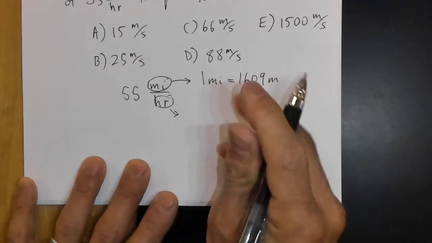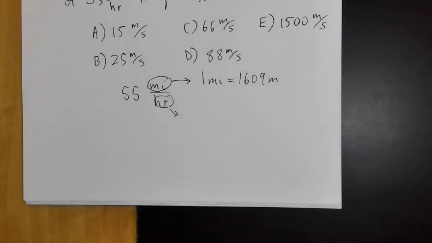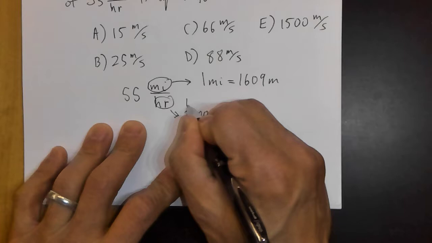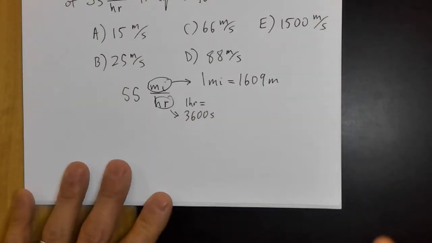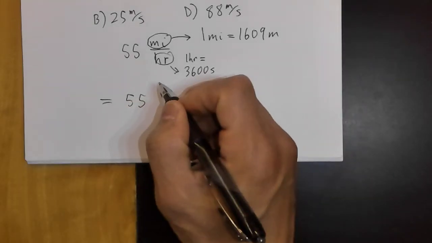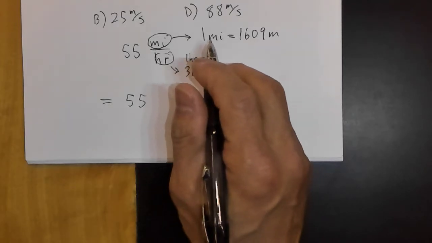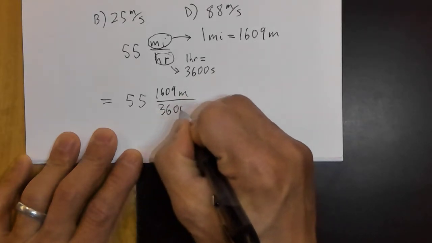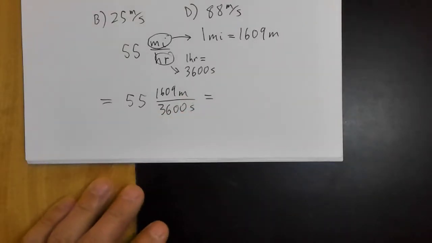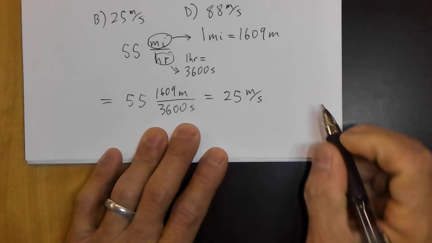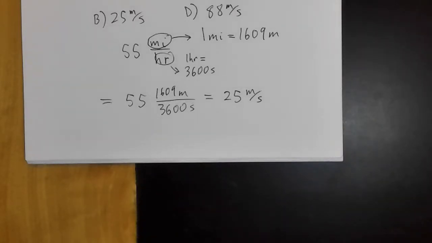1 hour is 60 minutes, and each minute is 60 seconds, so it's faster just to go directly to 3,600 seconds. 1 hour is 3,600 seconds. And so 55 miles per hour is 55 times 1,609 meters divided by 3,600 seconds. You punch that into your calculator, and it comes out to about 25 meters per second. Anybody have a question about this?